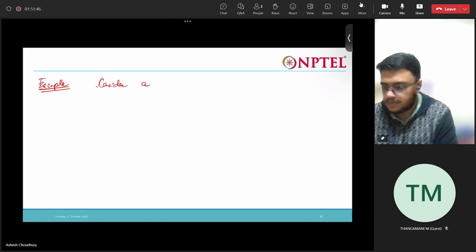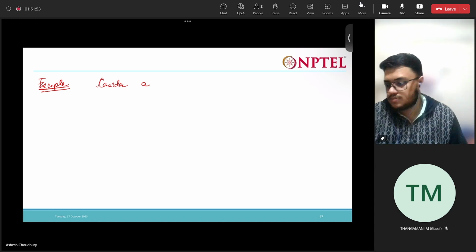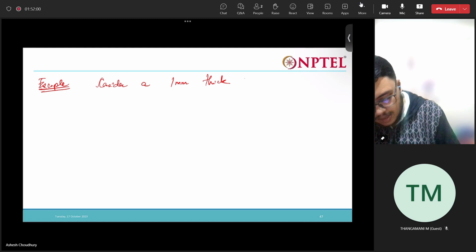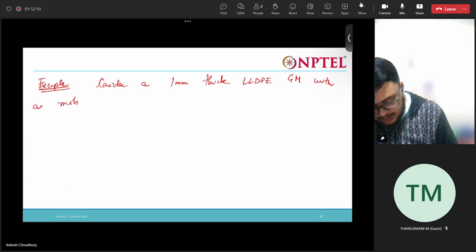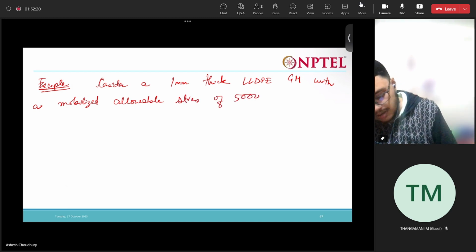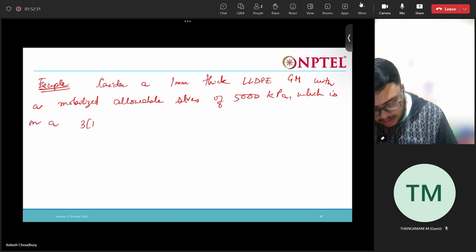Consider a 1 mm thick LLDPE geomembrane with a mobilized, it is the maximum allowable stress, a T allow of 5000 kPa, which is on a 3 horizontal to 1 vertical slope.